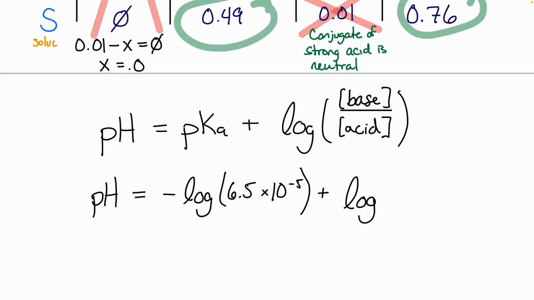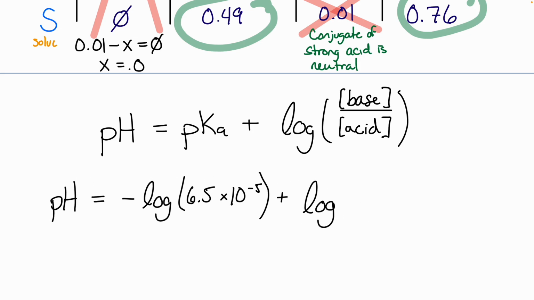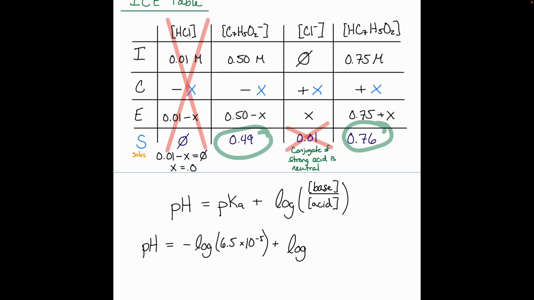So this is one place that we have to be really careful. Which one is going to be my base here? The 0.49 or the 0.76? Right? Here's my acid. Here is its conjugate base. So I'm going to need that 0.49 in the numerator and the 0.76 in the denominator.